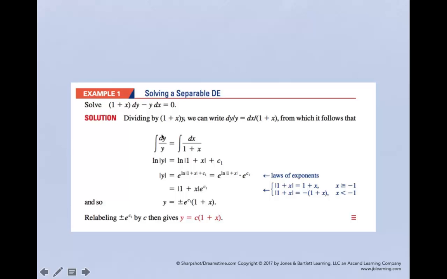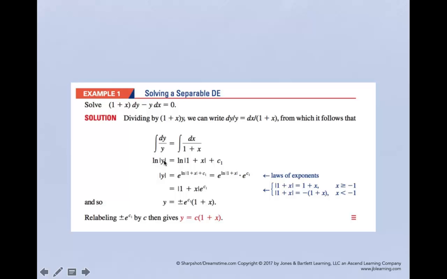Then given that, I can integrate the left-hand side and I can integrate the right-hand side. If I have an integral table handy, I can just look that up, or perhaps you remember this integral, but basically this is the natural log. So I have the natural log of the magnitude of y equals the natural log of the magnitude of 1 + x plus c1, which represents the constant of integration. Then you might remember from the laws of exponents that if you take the left-hand side and the right-hand side, and you take e raised to the left-hand side power equal to e raised to the right-hand side power.